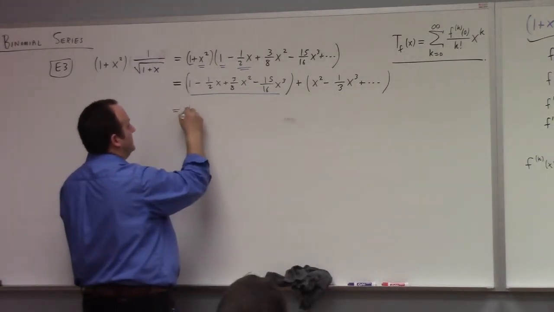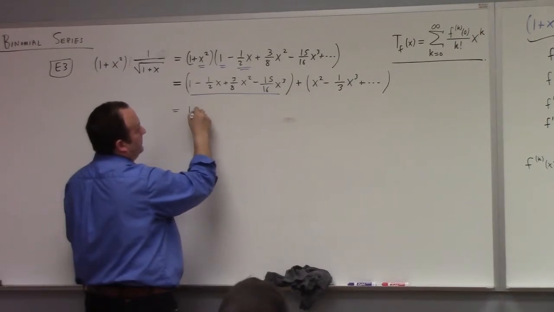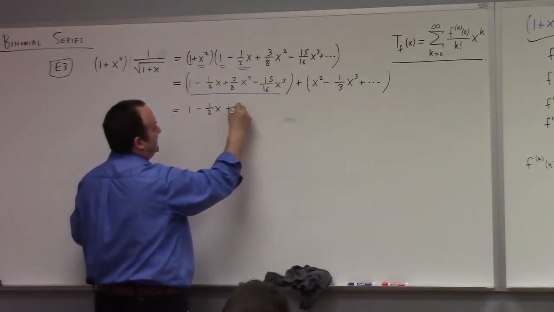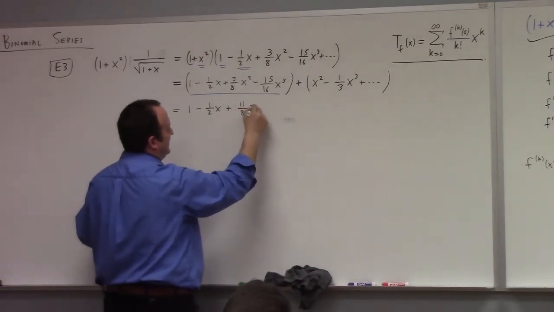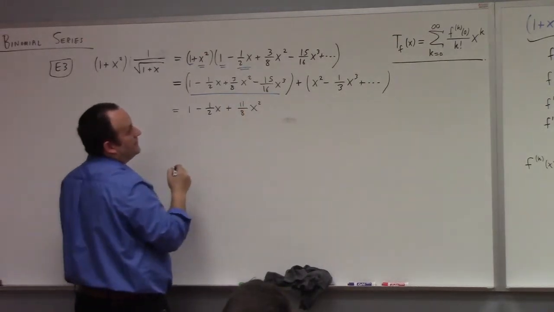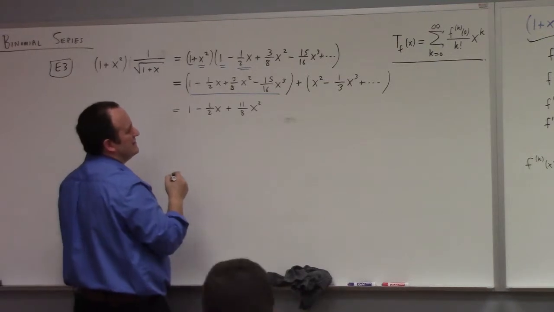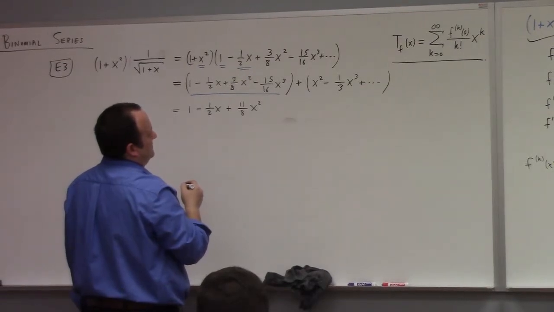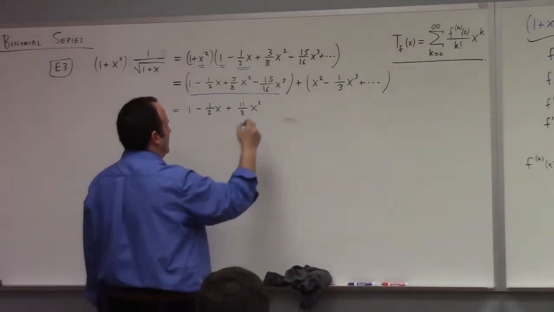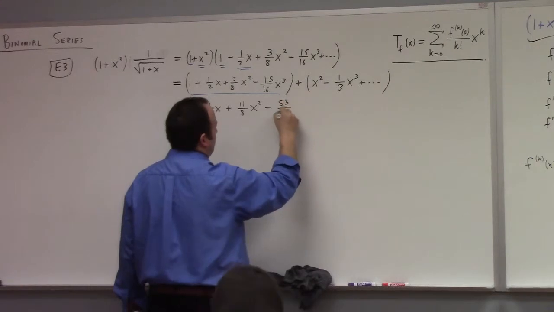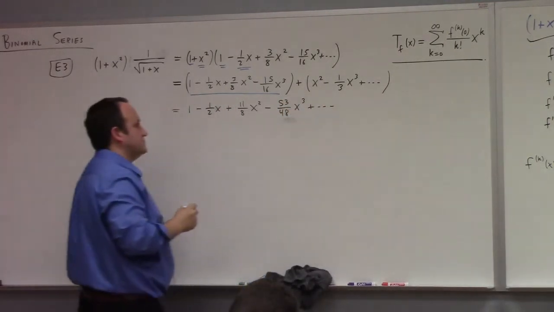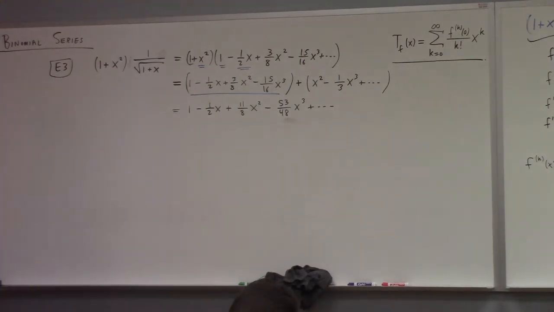All right, so that's 1 minus 1/2 x plus 11/8 x squared. No. Minus 53/48, I think, x cubed. Am I wrong?